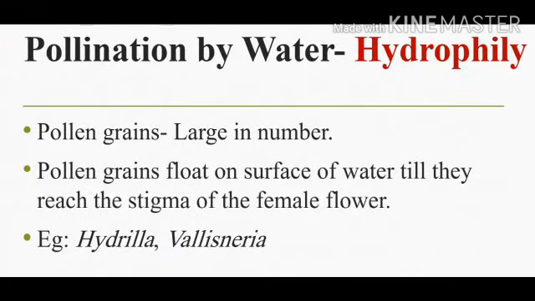Then next is the pollination by water. If the pollination occurs through water, it is known as hydrophily. Here the pollen grains will be large in number, and the pollen grains will float on the surface of water till they reach the stigmas of the female flower for fertilization. The examples are hydrilla and vallisneria. These are the examples of hydrophily.